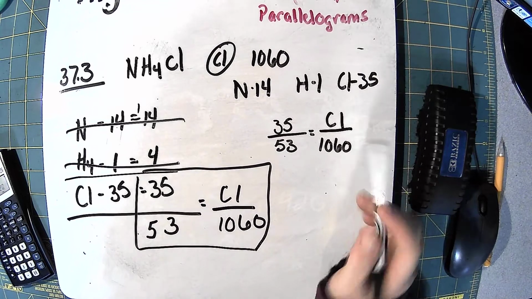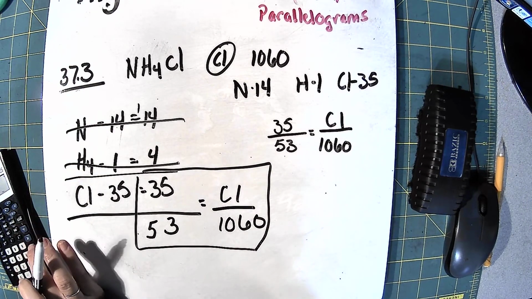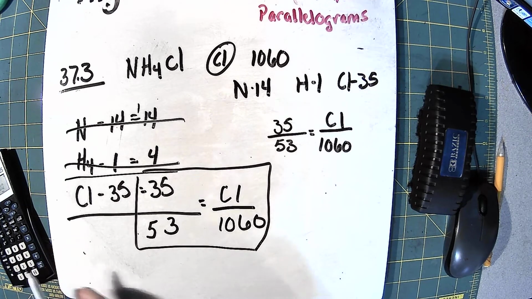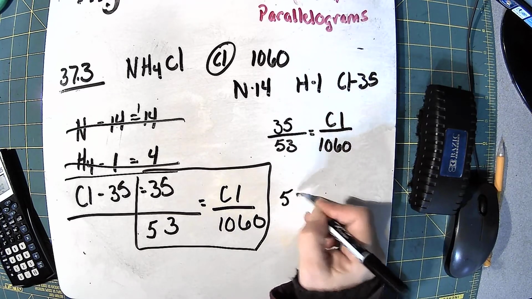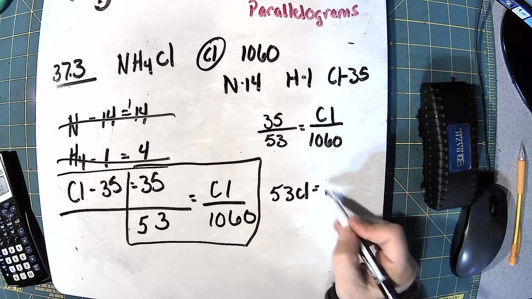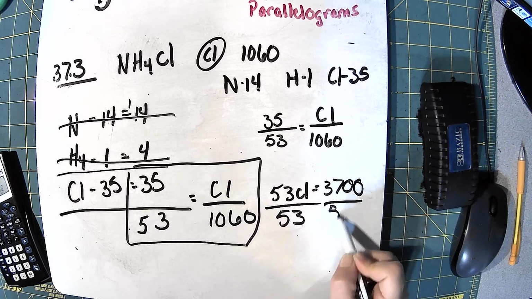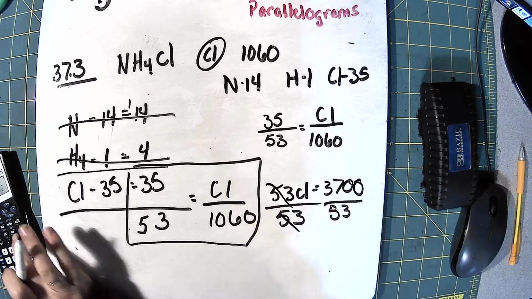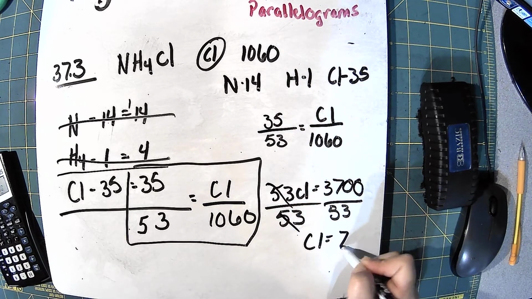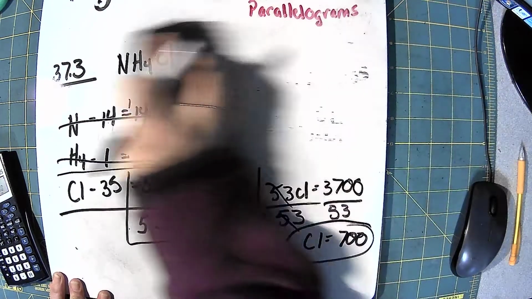All right, and then I just have to cross multiply. So I get 53 Cl equals 3,700, whoopsie. And then I divide by 53. And my Cl equals 700. All right, so pretty easy, just set your problem up properly.